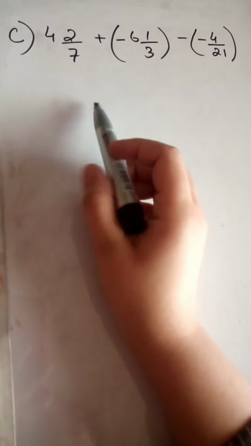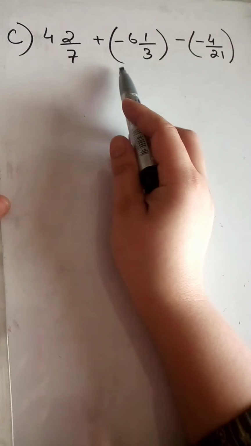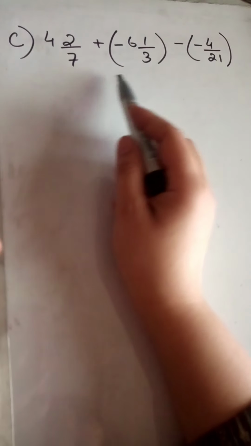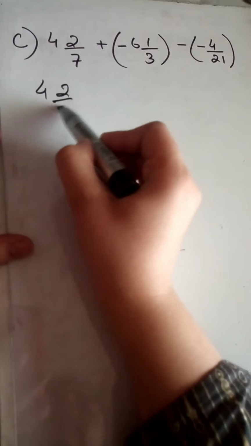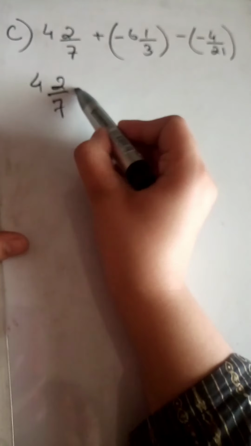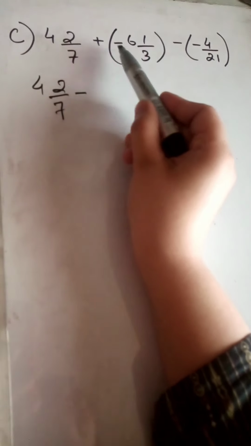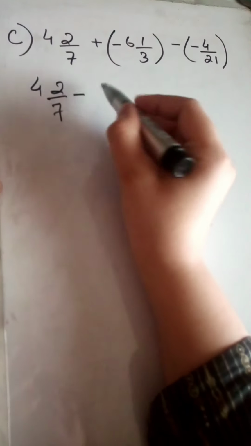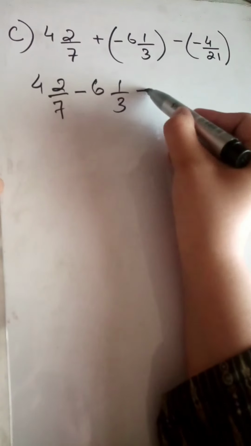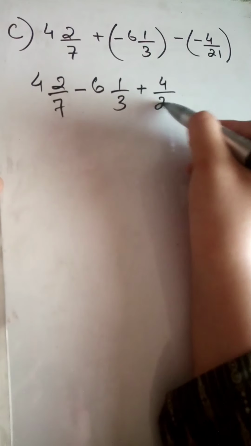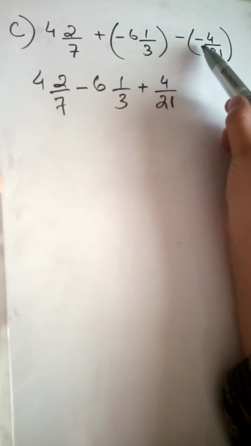Now part C of question 10. Again, that is your own choice, whether you want to solve the bracket first or the mixed form. In this question, I solve the bracket first. 4 2 by 7 plus minus minus, or you can also say that when there is a plus sign outside the bracket, the inner sign will remain the same. Then 6 1 by 3 minus minus plus 4 21. And one thing more, whenever there is a minus sign outside the bracket, the inner sign will be changed.